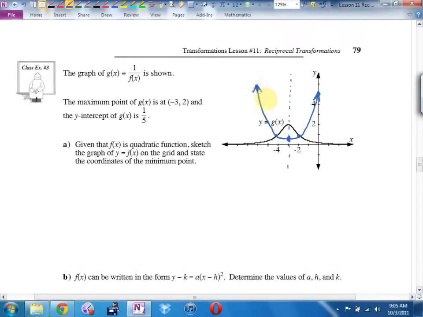The original is too high. Sorry, the reciprocal is too high. If the reciprocal is too high, what height must the original have been? What would have given you a height of 2 after you took the reciprocal? It must have been negative 3 comma a half. And when I took the reciprocal, I ended up at negative 3 comma 2. Does that make sense? I think that's what the original looked like here, that blue one. And it says, state the coordinates of the minimum point, negative 3 comma 1 half. Oh, and the y-intercept?